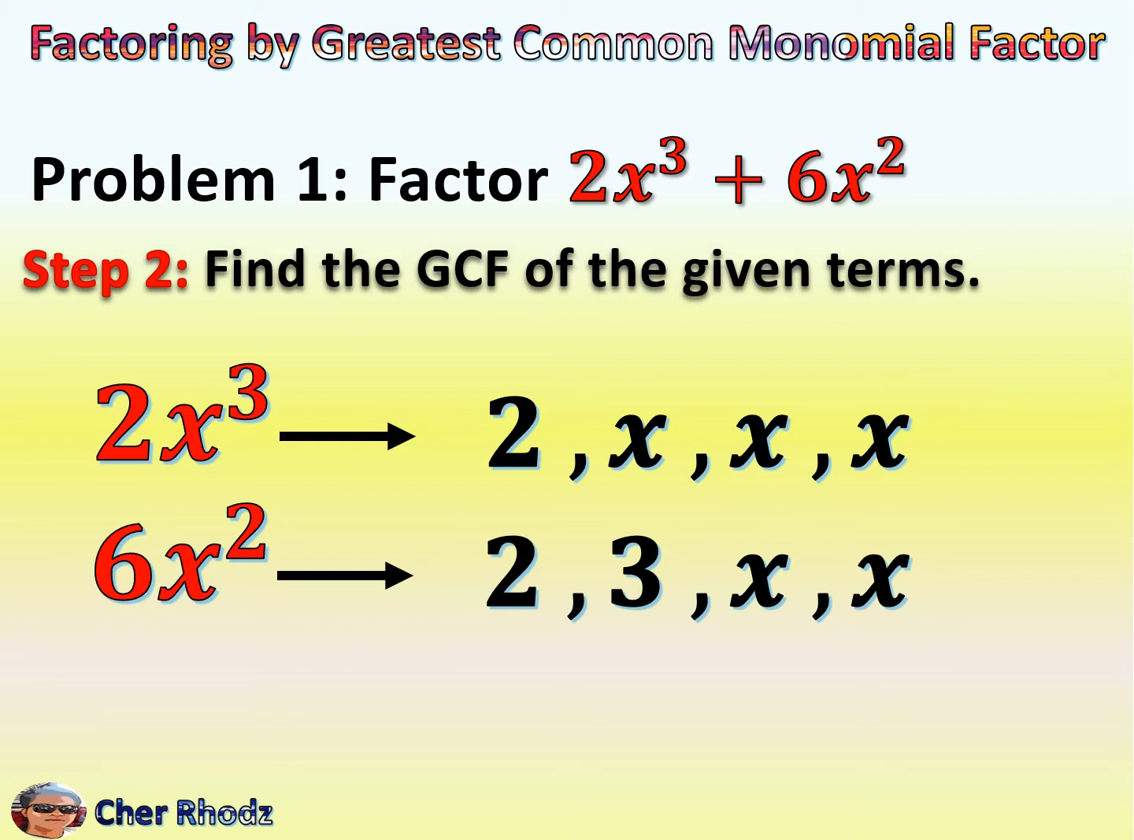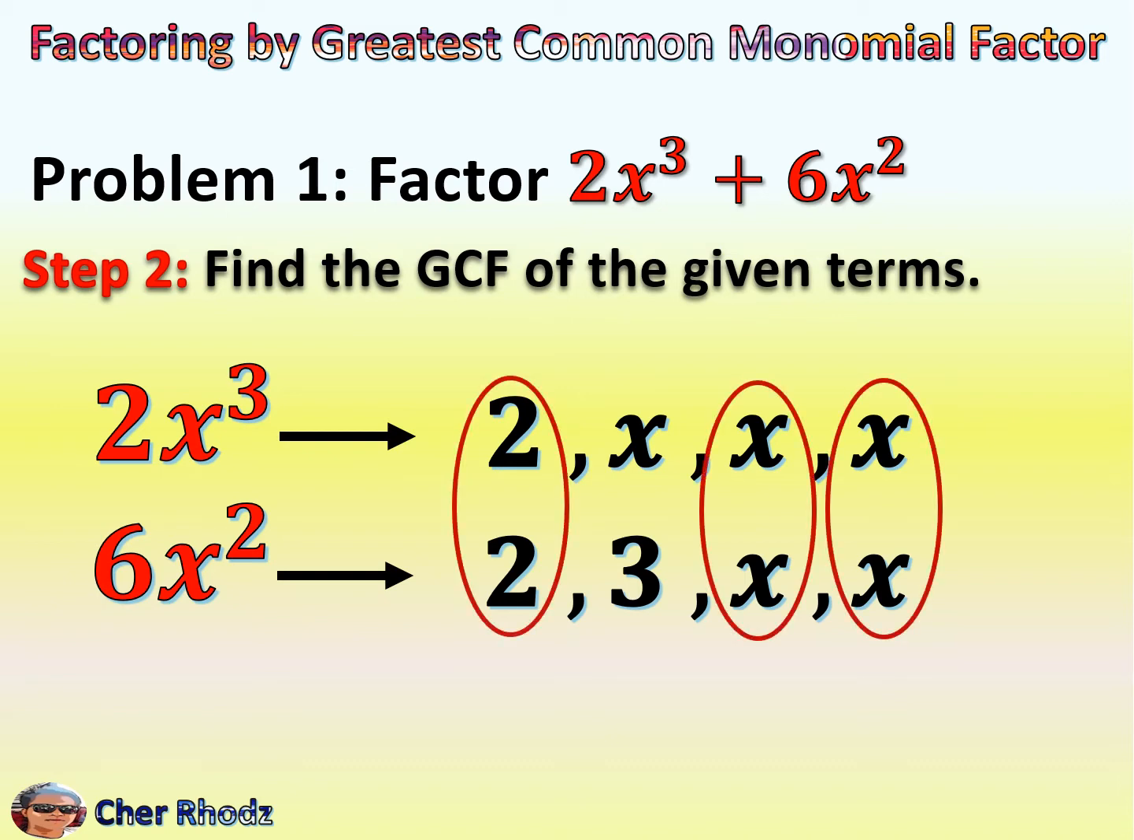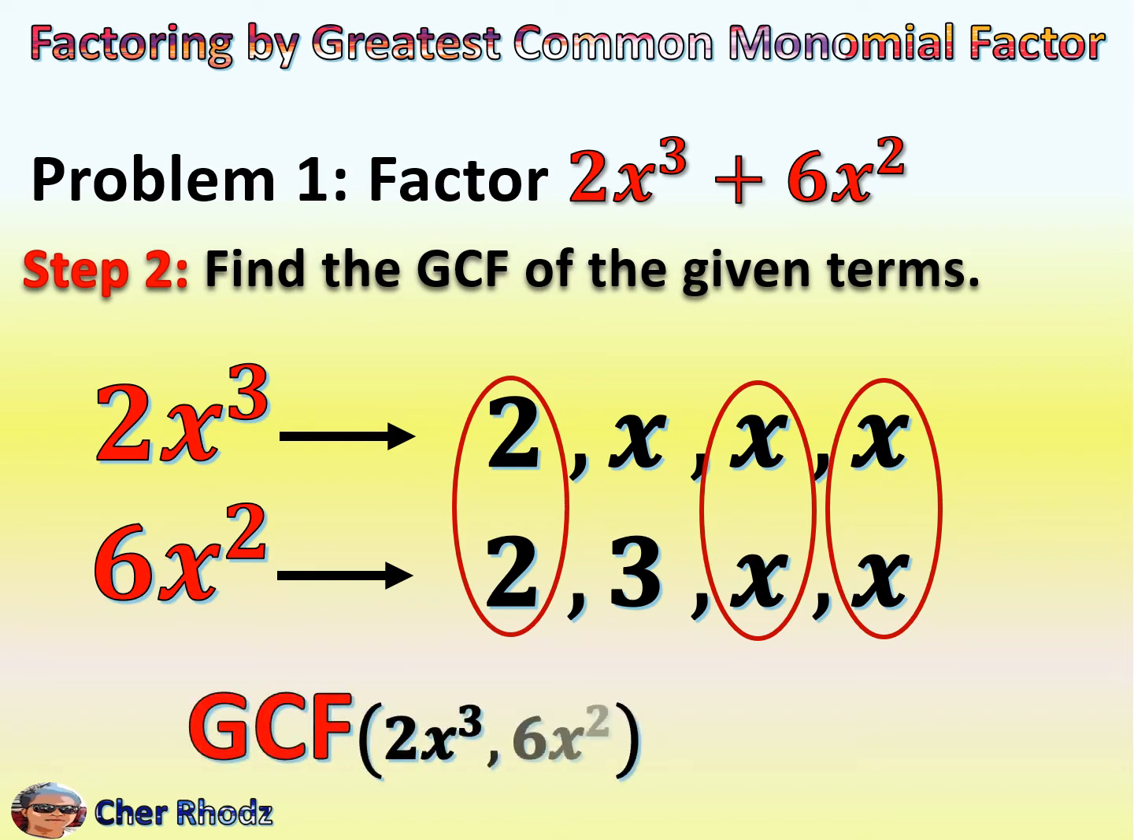Now, since we have the factors of both terms, what is common to them? Okay, that's correct. They are 2, x, and x. Since we now know what is common to both terms, we can identify the GCF. So the GCF of 2x cubed and 6x squared is 2x squared.